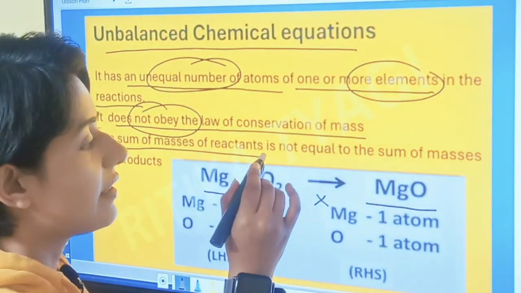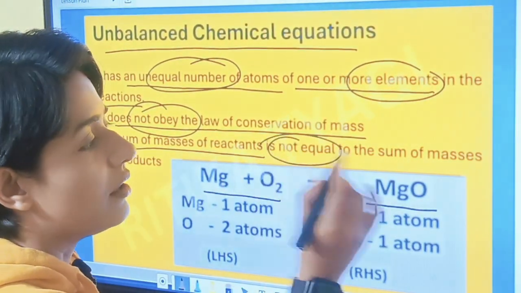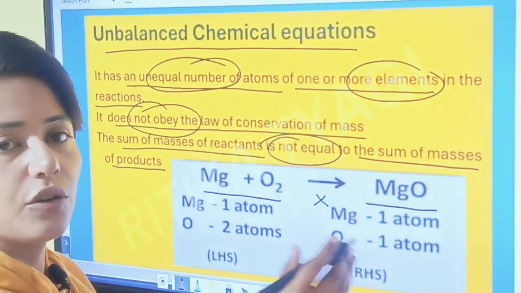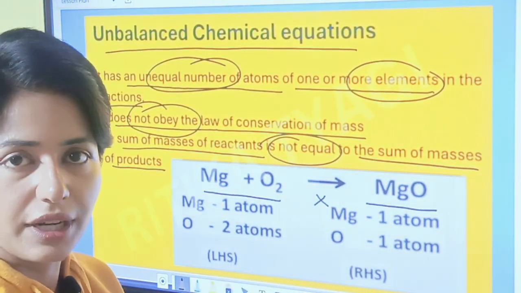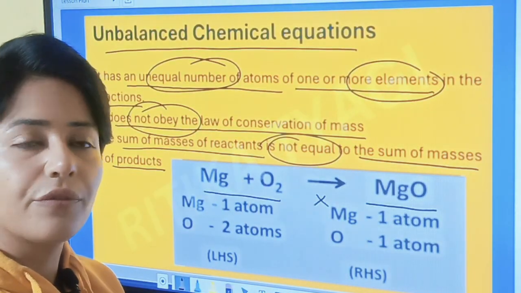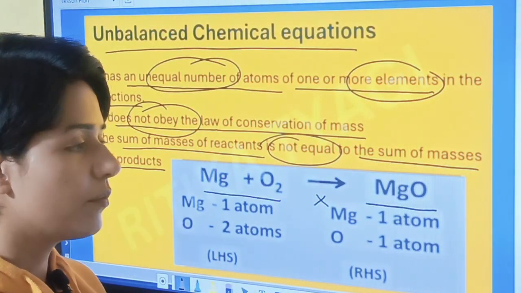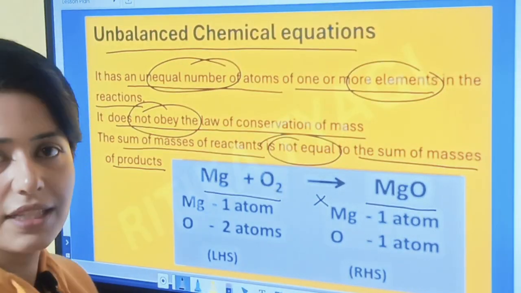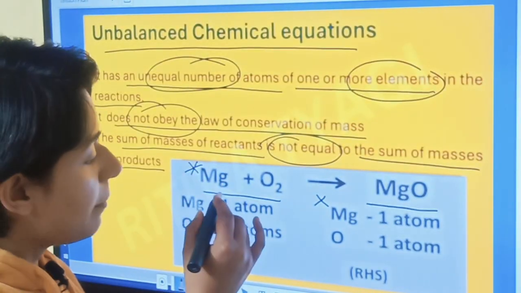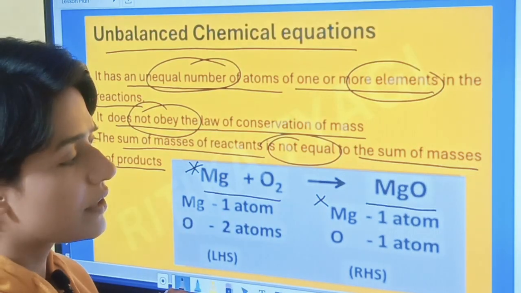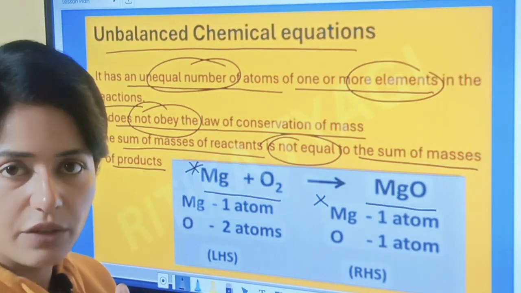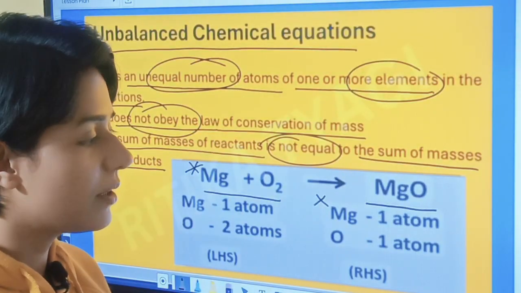The sum of masses of reactants is not equal to the sum of masses of products. Here the mass of the reactants does not balance the mass of the products. Either the mass of the product is higher than the mass of the reactant or lower. Both cases are possible in an unbalanced chemical equation. Let us take a look at this example where a magnesium atom reacts with an oxygen molecule, then it forms magnesium oxide, that is a white powder, we discussed in a previous session.